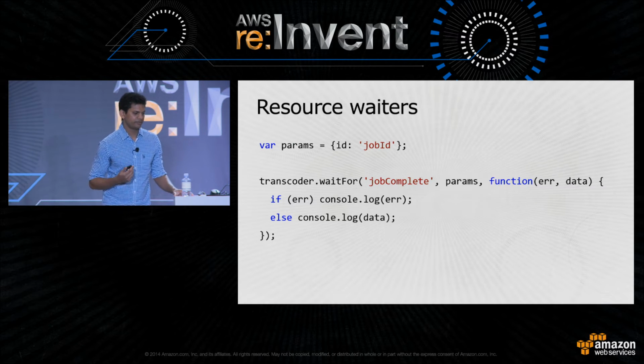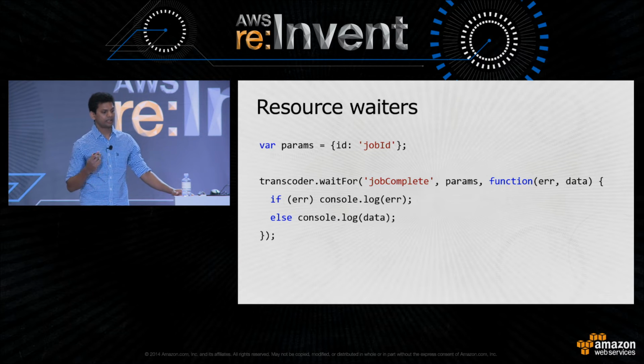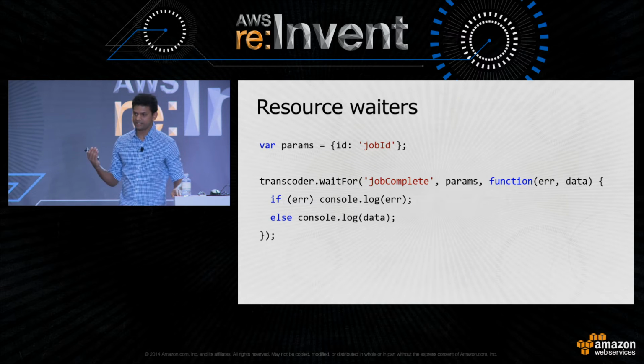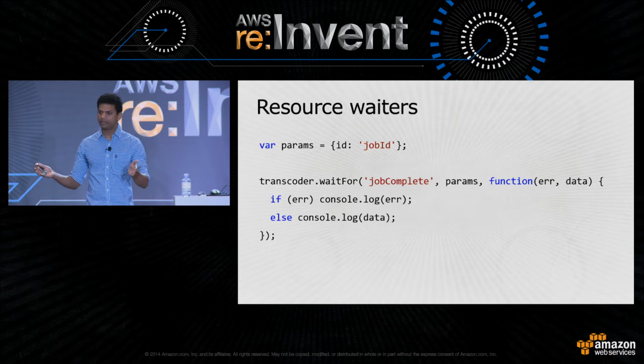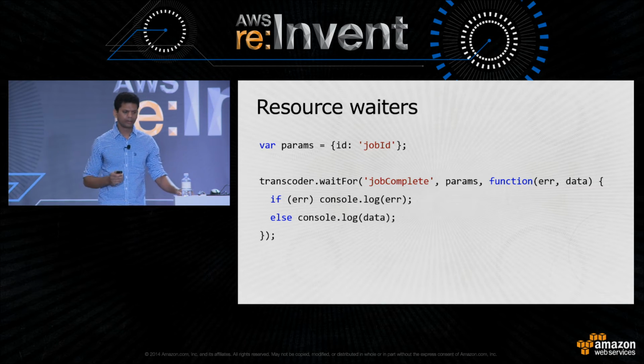Another very useful feature of the SDK that we've used in our application are resource waiters. Waiters make it really simple for you to work with asynchronous resources. Very simply, what a waiter does is that it polls the resource until it is in a desired state, and then invokes a callback. So in the sample application that you saw earlier, we used a resource waiter to wait for the job to complete before we downloaded the files back to disk again. There are several services that support waiters, and to know more about these, you can check out our SDK documentation page online.